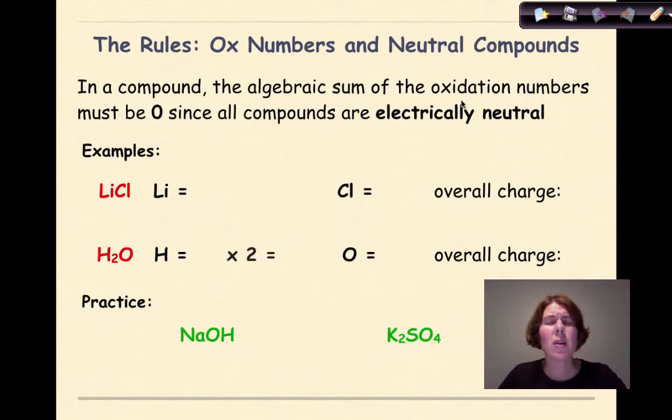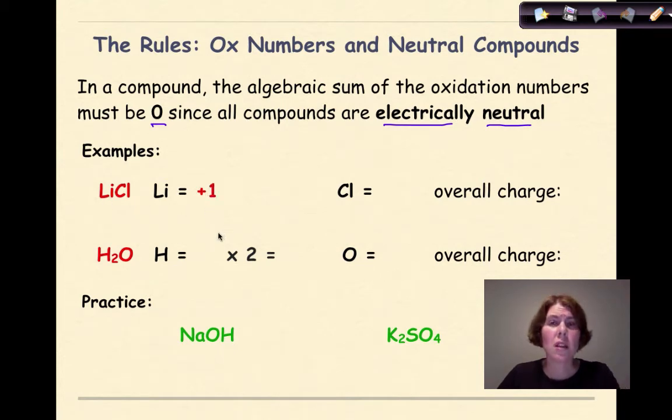This is where we really start applying our understanding of oxidation numbers and how we see the compounds being electrically neutral. So in a compound, the algebraic sum, in other words, you're adding them together, of the oxidation numbers must be 0, since all compounds are electrically neutral. In other words, they're not carrying an overall charge. So let's look at some examples here.